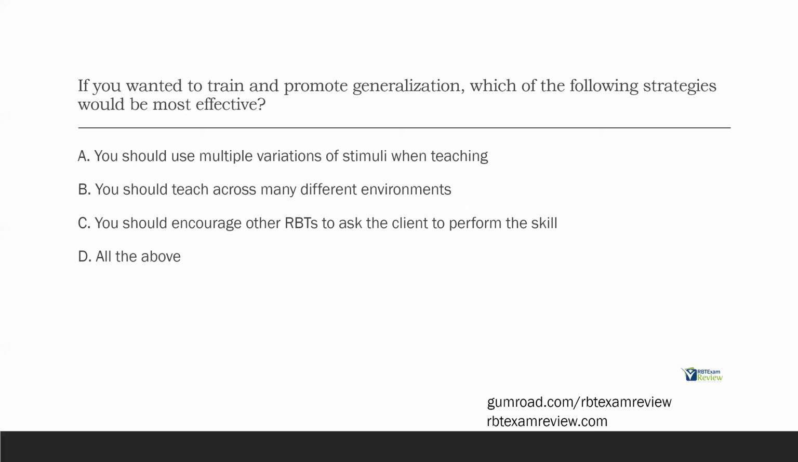What about C? You should encourage other RBTs to ask the client to perform the skill. Absolutely. Generalizing across people is extremely important. You can't just have one RBT that the client responds to. They need to respond to multiple, and that's functional, that's real life. So A is good, B is good, C is good. That leaves us with D, all the above. Again, a great example of why even if you find the answer early, you need to read all your answer choices, because you just never know if there's a better answer or if it's an all the above question.